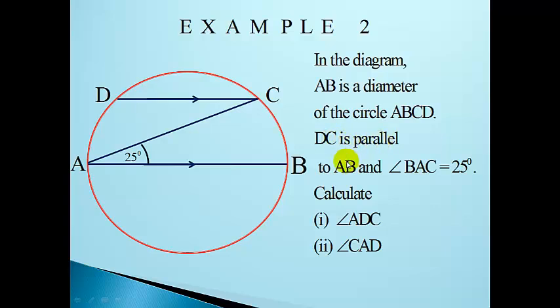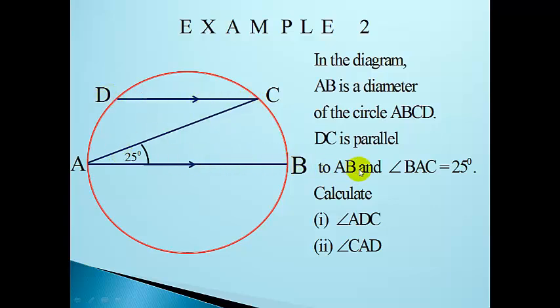DC is parallel to AB. That is, the line DC is parallel to the line AB. If the line DC is parallel to the line AB, then it means that the angle at C is also equal to 25, because alternate angles are equal. Take note, it is from the question that DC is parallel to AB.